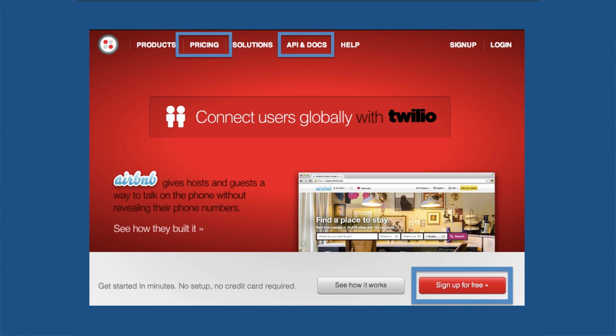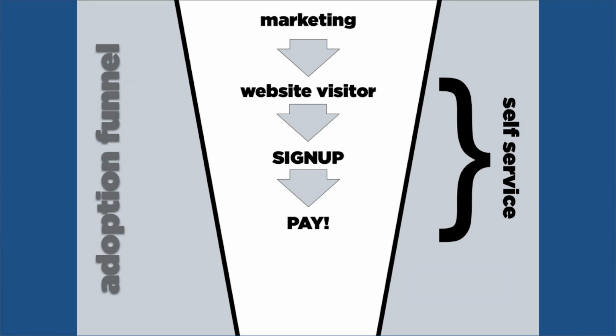And a few years ago, I was watching the founder, Jeff Lawson, give a talk at GlueCon, and he showed this slide, and I said, yeah, that makes sense. They find the developers however they find them. They come in, they sign up, they pay. Fully self-service. This was the Twilio that I had known.